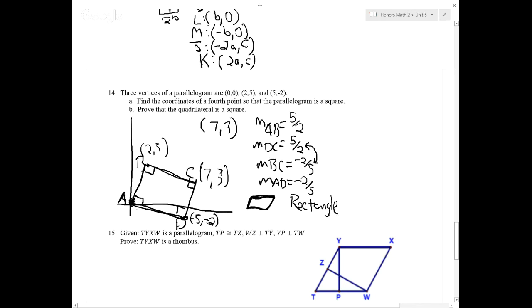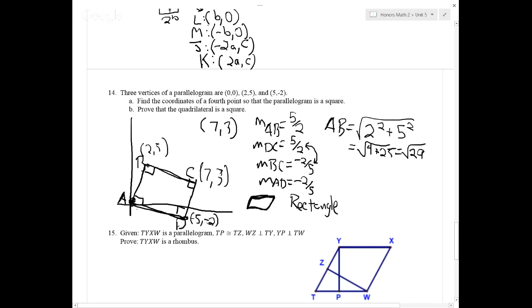Now the last part is we have to make sure it is a rhombus as well to make it a square. So we could look at the diagonals and their slopes showing they're perpendicular, but I'm just going to use the distance formula and find the distance from A to B. The distance formula is the square root of the change in x, so I went over 2, squared, and then change in y squared, 5. So this becomes 4 plus 25, which is the square root of 29.